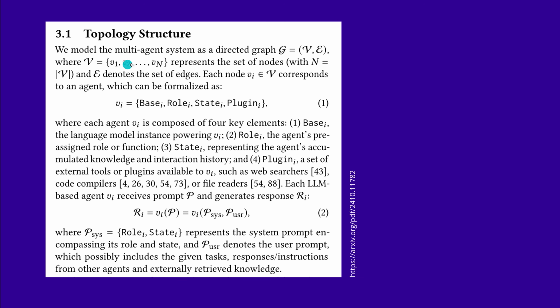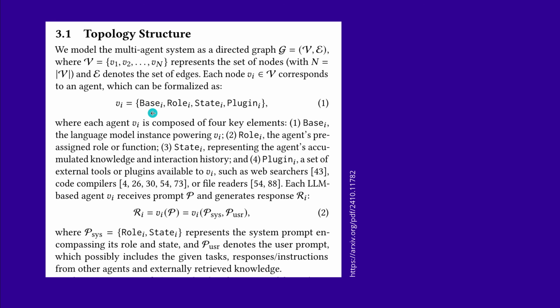We now model this multi-agent system as a directed graph G, and we have vertices and we have edges. Now, all our vertices represent, as I told you, a set of nodes. And the edges, you're not going to believe it, denote the set of the edges. Each node corresponds to an agent, an AI agent with an LLM and with access to the internet or whatever. It has an interaction with the environment. And nodes can now be formalized, and we have 4 different kinds of dependencies.